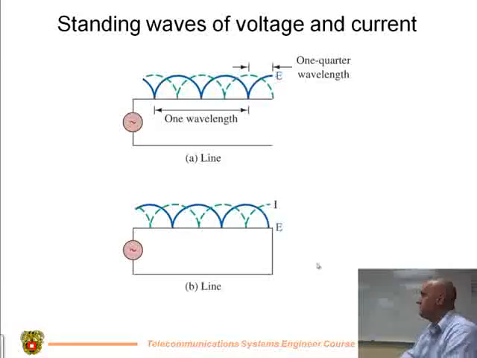Closed circuit, obviously your current is going to be maximum. Your voltage is going to be 0 because there's nothing for it to generate a voltage across since it's a closed circuit. So we end up with standing waves that look like this for a closed circuit, standing waves that look like this for an open circuit.